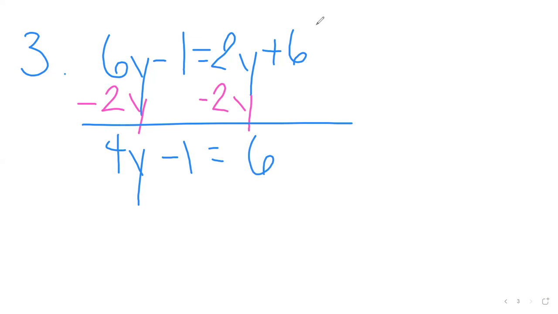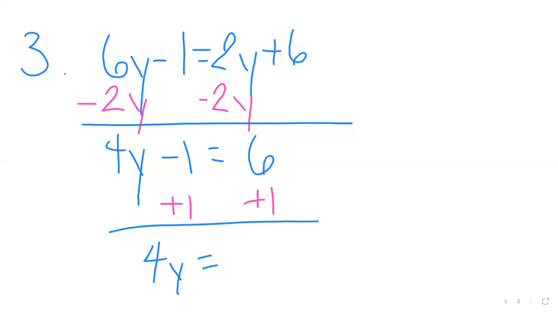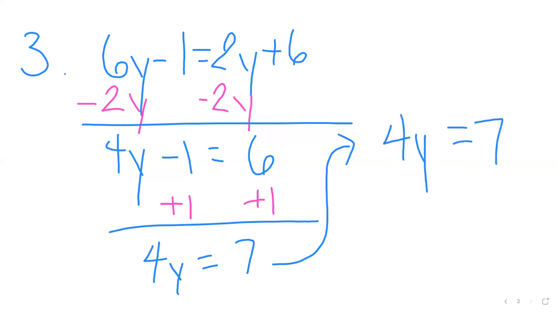Now we have constants that need to be collected to one side. Moving that 1 to the right is the strategy. So by adding it to both sides, we're going to be left with just 4y on the left and 7 on the right. Now we're going to take that and move on to division of both sides, dividing by 4 leaves us with y equals 7 over 4.